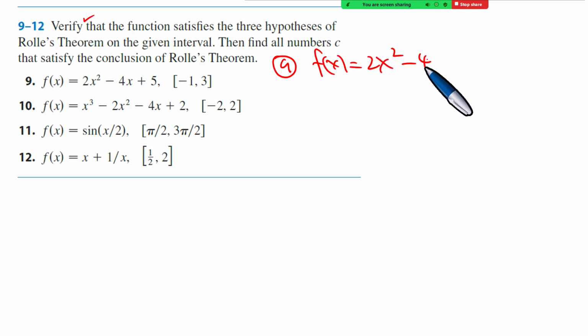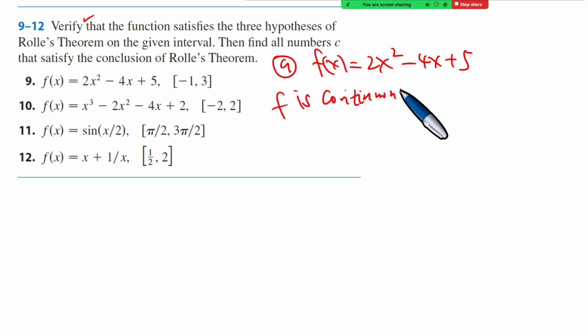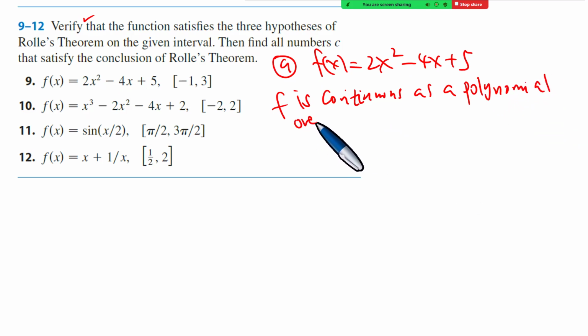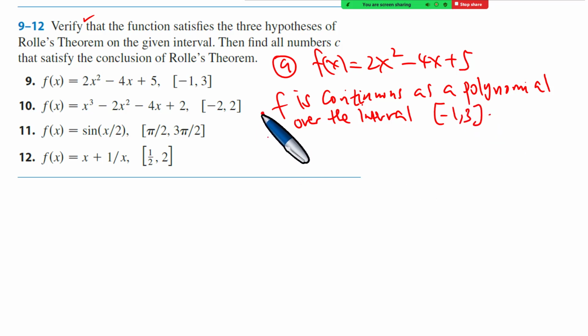So 2x squared minus 4x plus 5, this function, so f is continuous. Why? Right, so f is clearly continuous as a polynomial over the interval. What interval is this? Over the interval -1, 3. Remember, continuity is over the closed interval.